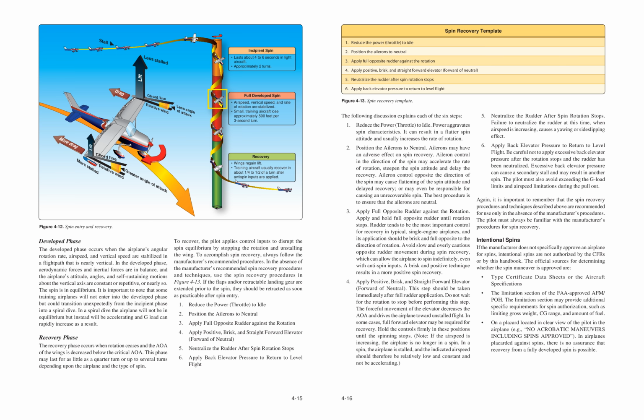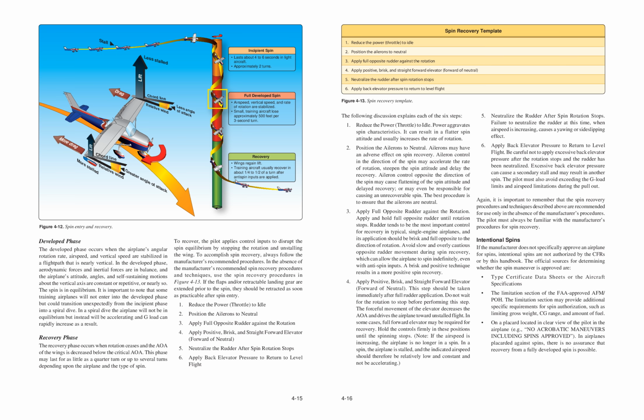Aileron control in the direction of the spin may accelerate the rate of rotation, steepen the spin attitude and delay the recovery. Aileron control opposite the direction of the spin may cause flattening of the spin attitude and delayed recovery, or may even be responsible for causing an unrecoverable spin. The best procedure is to ensure that the ailerons are neutral.